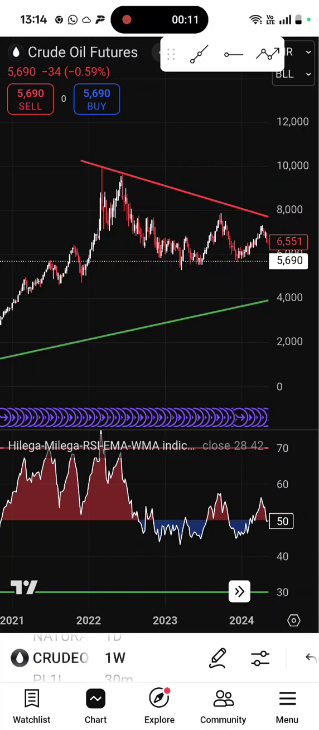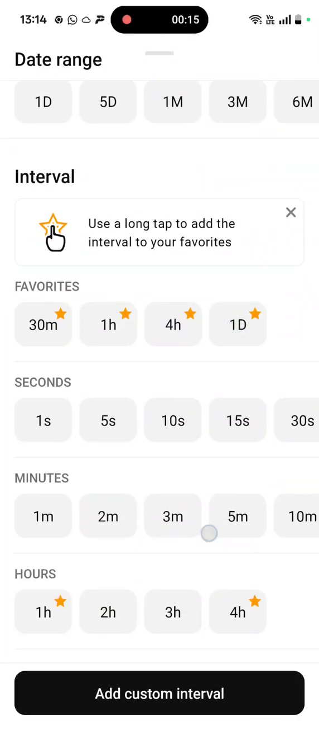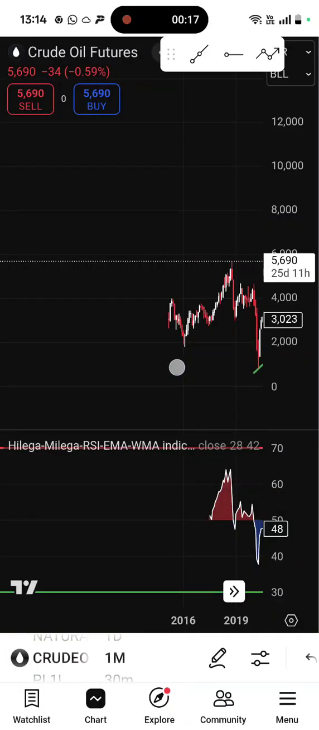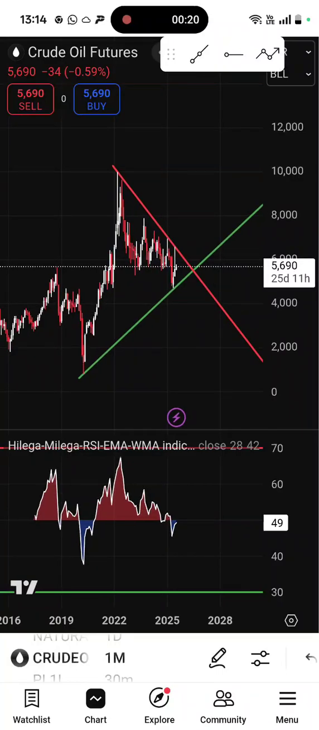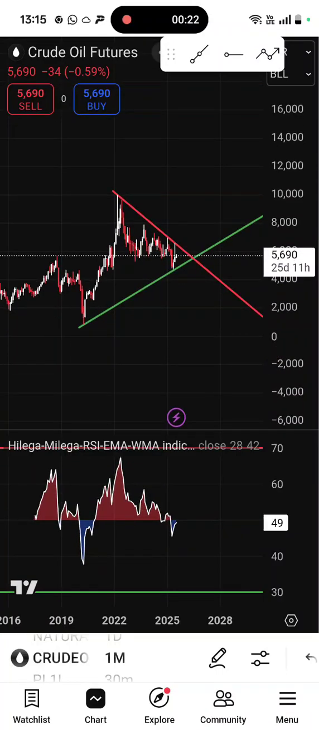So we go to the bigger time frame and we go to the monthly chart. This is the chart of the crude oil futures. On the monthly chart we have clearly a support green line and the resistance red line.